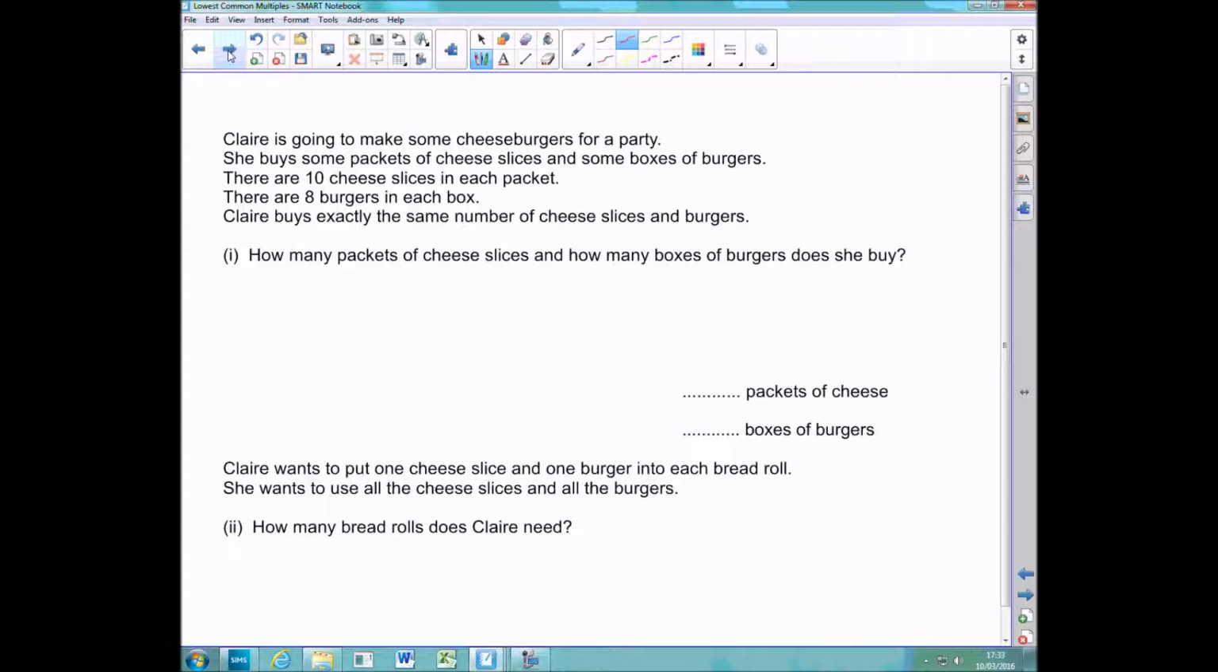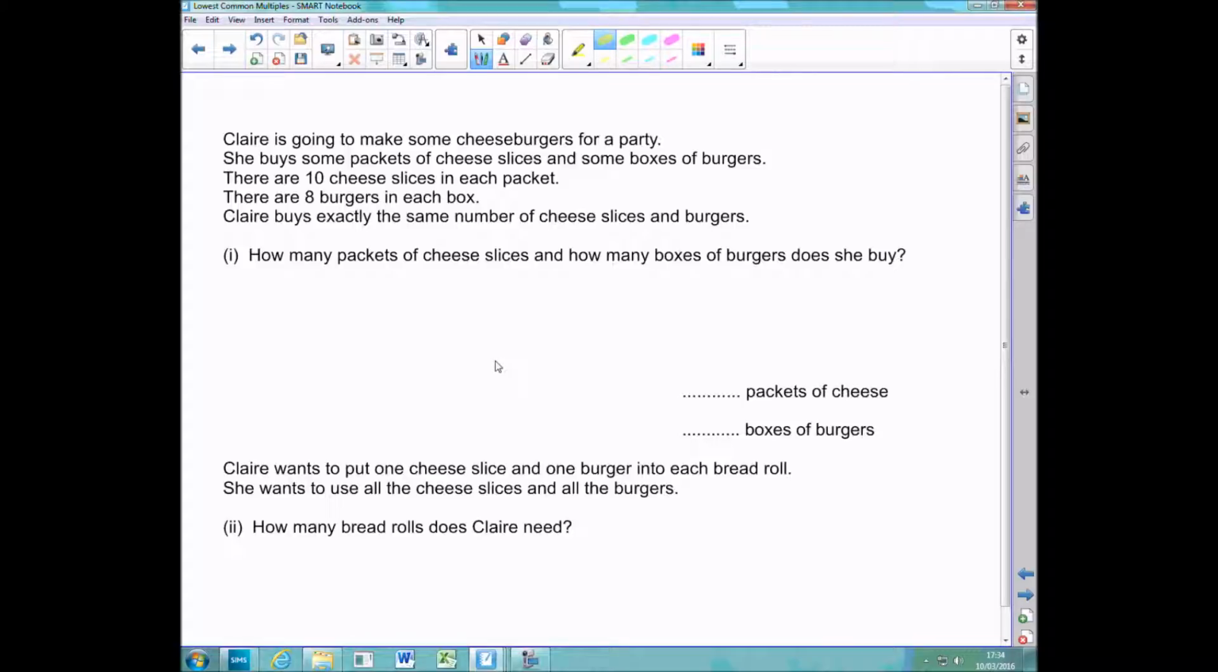Firstly, Claire's going to make some cheeseburgers for a party, and she buys some packets of cheese slices and some boxes of burgers. Now there are 10 cheese slices in each packet and there are 8 burgers in each box. But Claire buys exactly the same number of cheese slices and burgers. So how many packets of cheese slices and how many boxes of burgers does she buy?